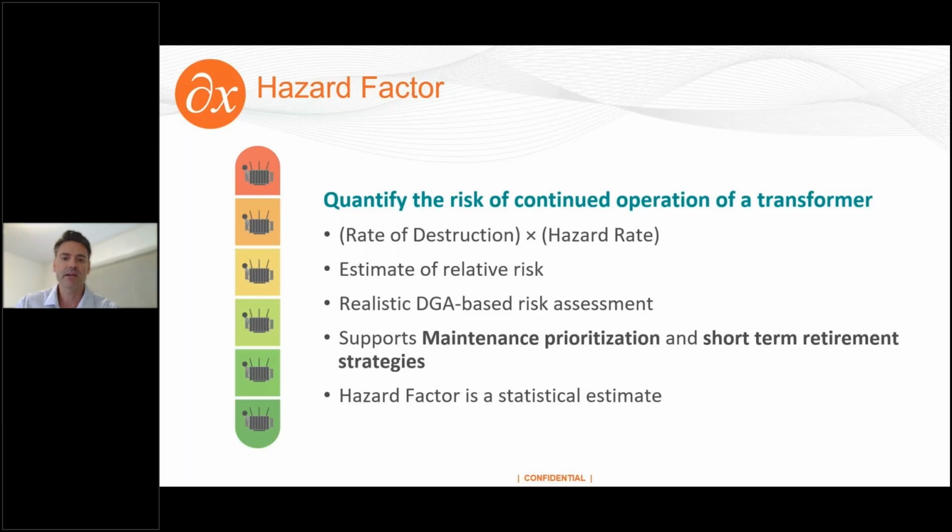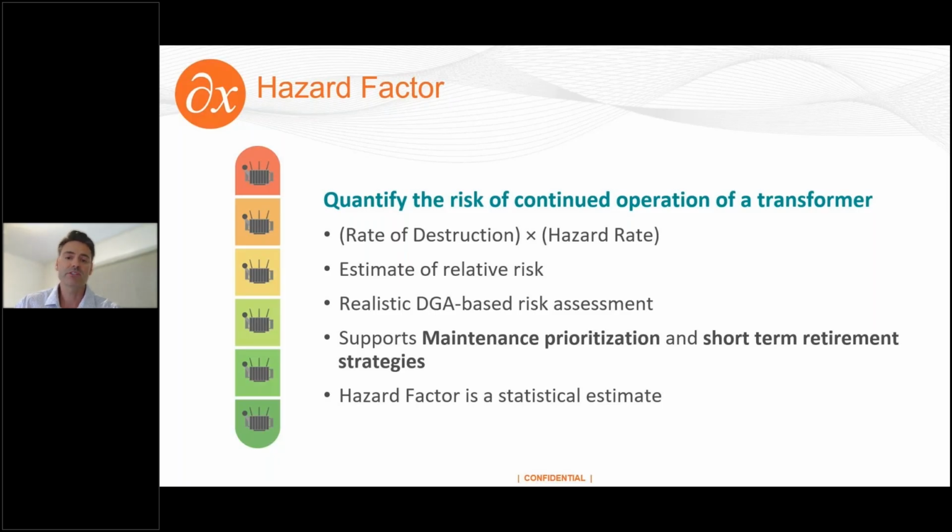So hazard factor is a realistic DGA-based risk assessment because it rightfully gives more weight to rapid versus mild gassing and much more weight to recent gassing rather than old gassing. So for utilities using hazard factor, it provides a realistic risk of near-term failure for prioritizing your transformer fleet. So this greatly improves the ability to manage your fleet as a whole.